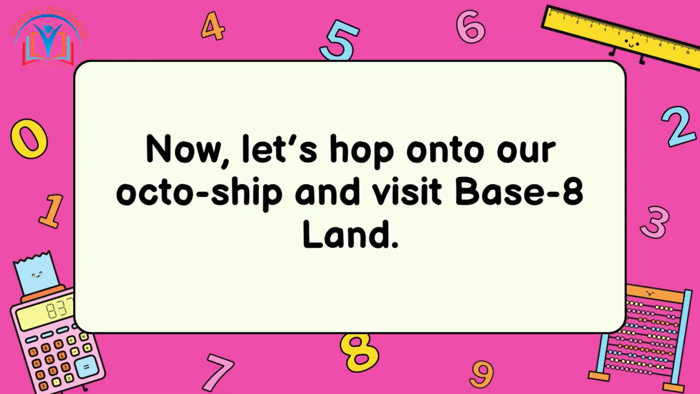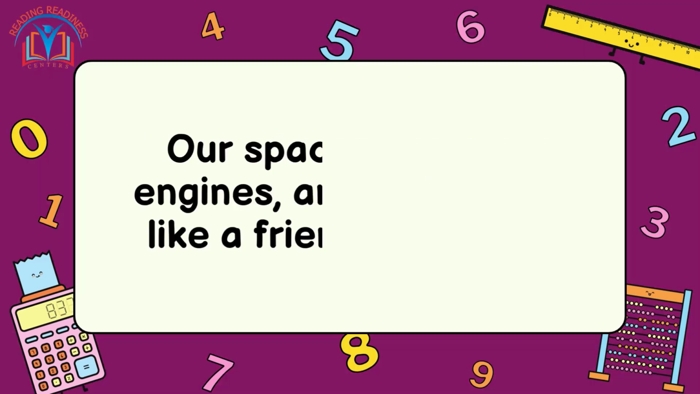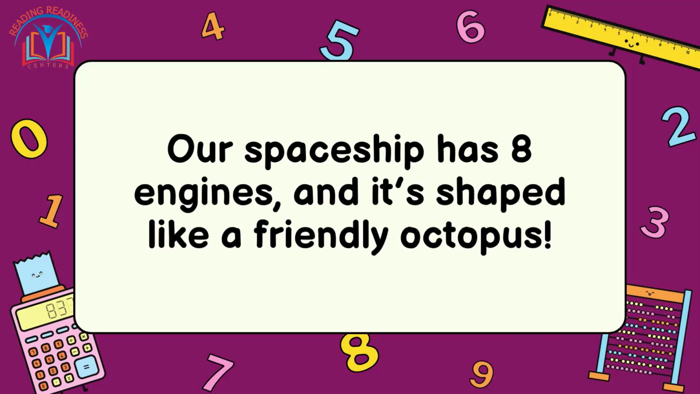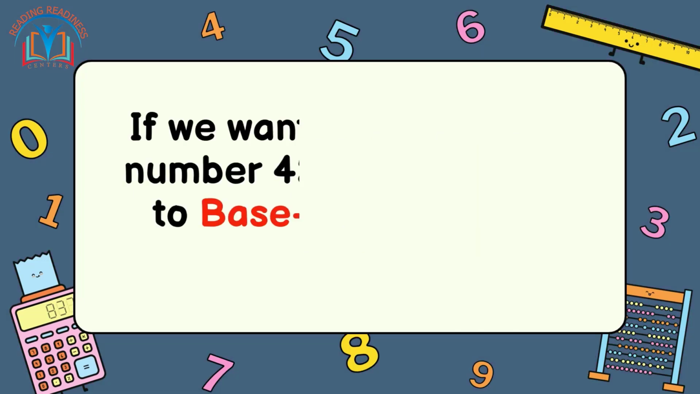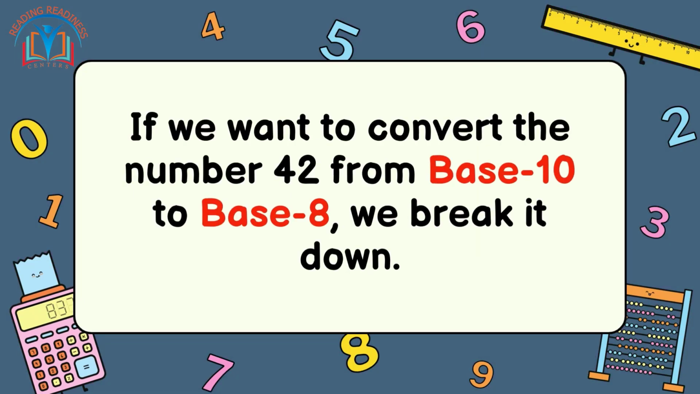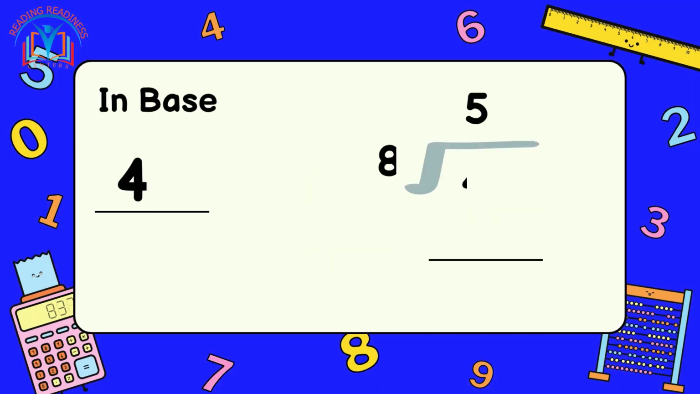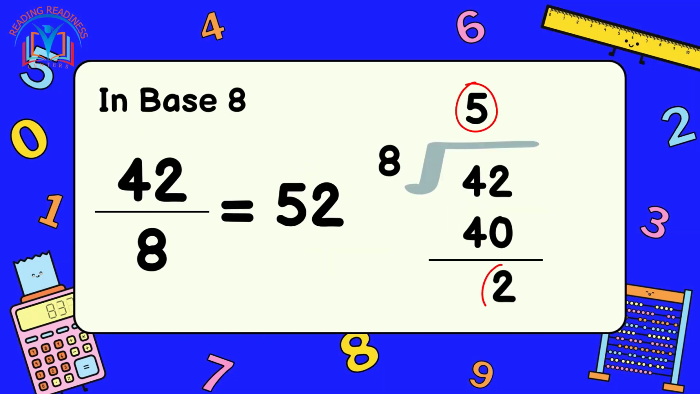Now, let's hop onto our octoship and visit base 8 land. Our spaceship has 8 engines, and it's shaped like a friendly octopus. If we want to convert the number 42 from base 10 to base 8, we break it down. 42 divided by 8 is 5 with a remainder of 2. So, in base 8, 42 becomes 52.